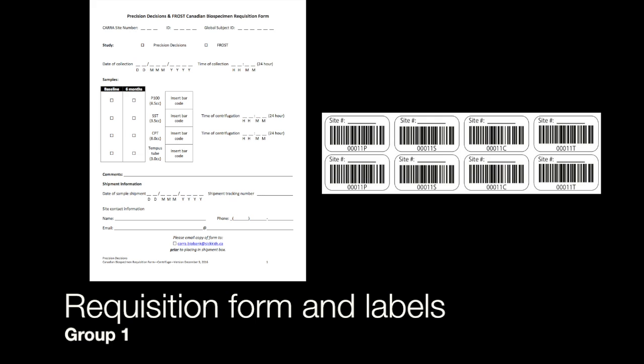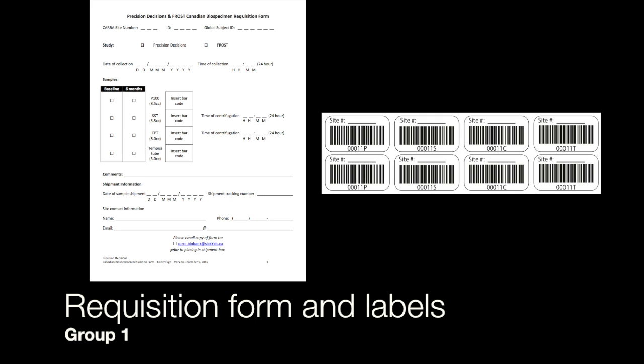This is an example of the requisition form and barcode labels you will use for each patient visit. You will print the requisition forms as needed from the provided PDF file. The barcode labels will be supplied by the Toronto site. Please note that 2 identical barcode labels will be provided for each blood tube per patient visit.